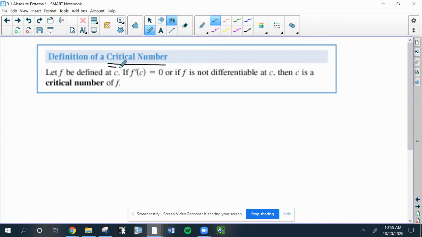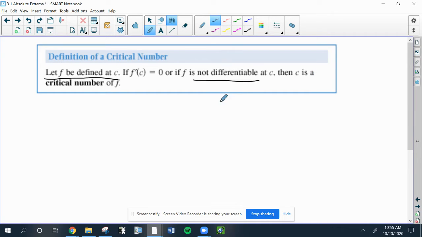It's very important. As a matter of fact, it's critical that you have a good understanding of what these are and how to find them. So the definition is really, really simple, but you really have to pay attention to every part of it. It says if you have a function that's defined at C, so first of all, this is kind of big. If the function is not defined at C, there are no critical numbers. If f prime of C equals 0, if the derivative at C is 0, or if it's not defined at C, so we're talking about the derivative, then C is called a critical number.